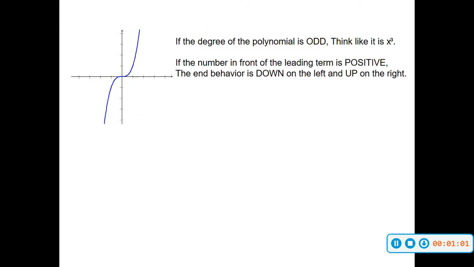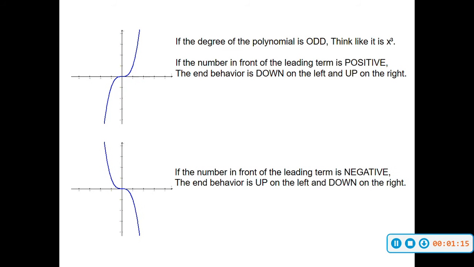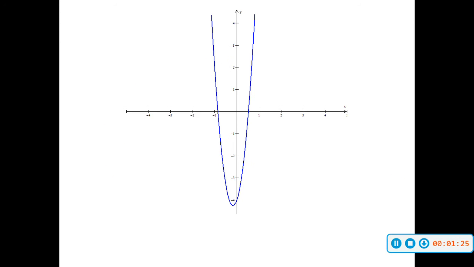This one, the left side points down, the right side points up. Because they're going opposite directions, I know it is an odd function, or an odd degree function. Because the right side points up, the leading coefficient is positive. This one, opposite directions again, so I know it's got to be odd. The right side points down, so that means the leading coefficient is negative. So, all right, here we go.